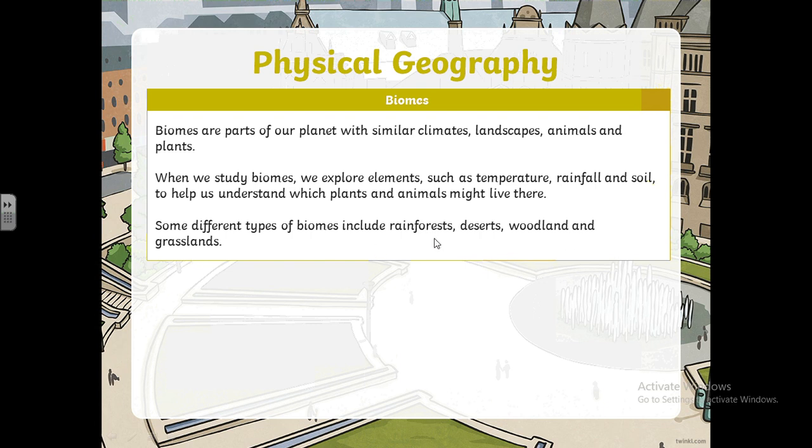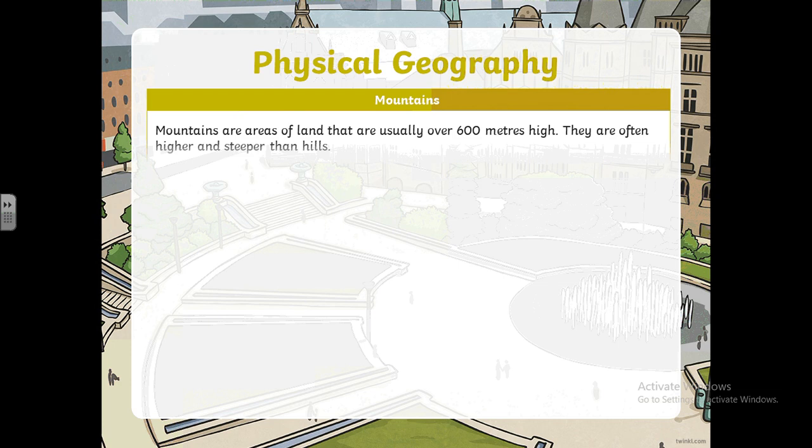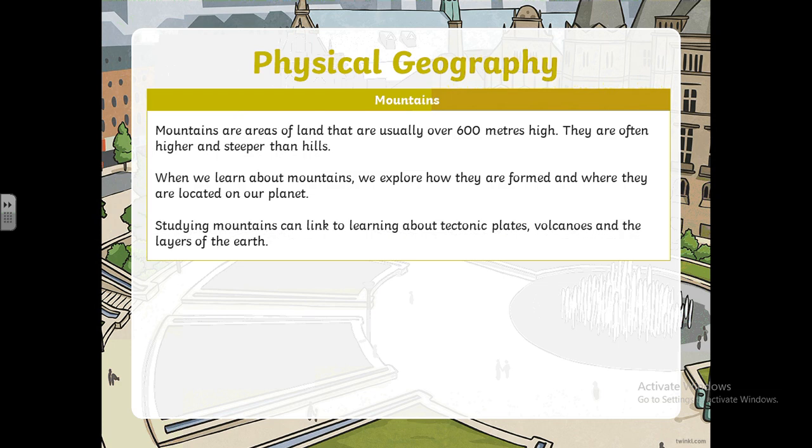So again, lots of words and things you will have heard of before. Some nice pictures there. And mountains is another part of physical geography. So a mountain is an area of land that's usually over 600 metres high. They're often higher and steeper than hills, so there is a difference between a hill and a mountain. A mountain is usually much higher and steeper. When we learn about mountains, we explore how they're formed and where they are located on our planet. Studying mountains can link to learning about tectonic plates, volcanoes, and the layers of the Earth.